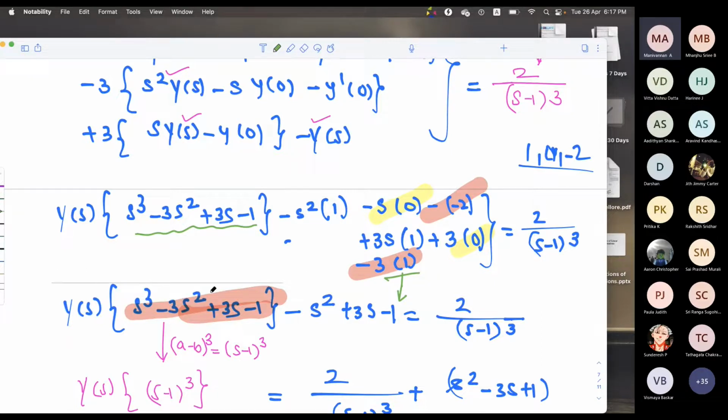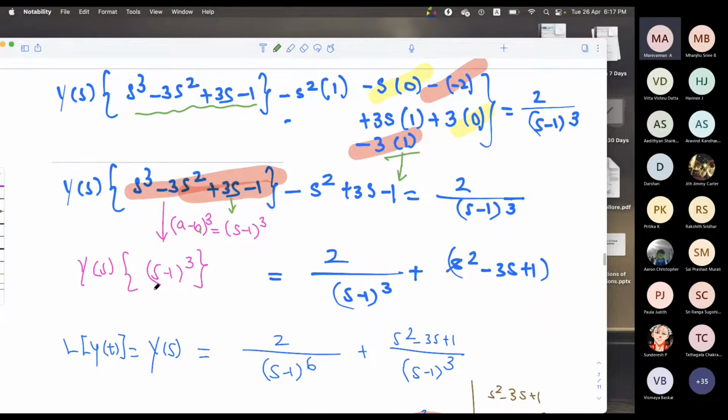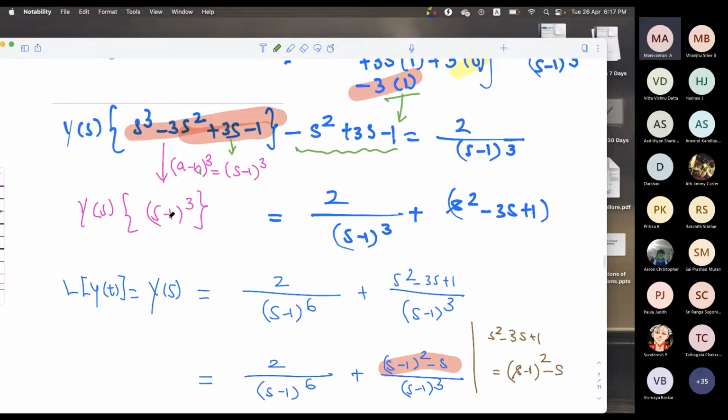Then this term s cube minus 3s square plus 3s minus 1 can be written in the form of a minus b whole cube, where a is s, b is 1. Then we have this term as s minus 1 whole cube. Now the entire remaining term we bring to the right hand side: s square minus 3s plus 1. And this s minus 1 whole cube, if I multiply 1 divided by s minus 1 whole cube on both sides, this gets cancelled.